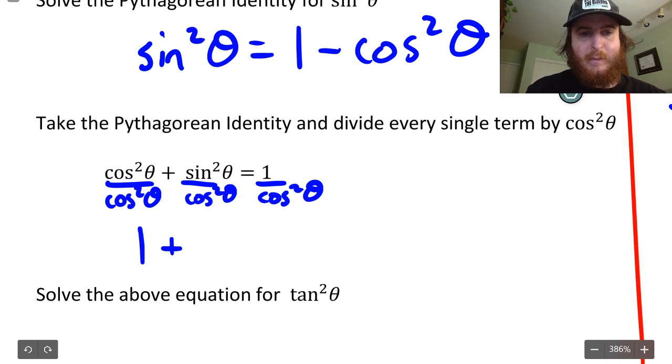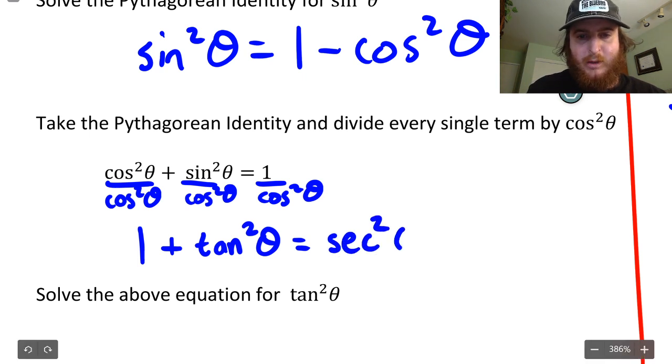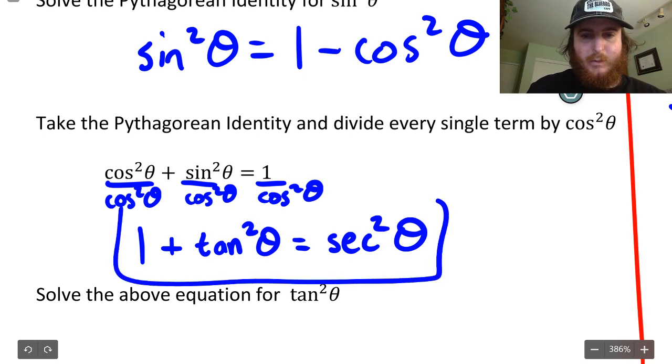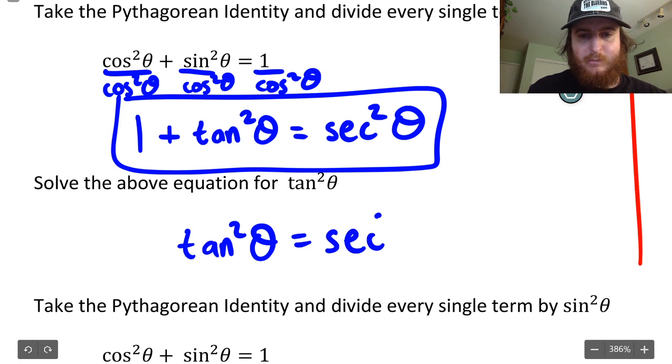And sine divided by cosine, we learned was tangent. But it's not tangent theta in this case, it's tangent squared theta. And 1 over cosine theta, right? 1 over cosine we learned was secant, but it's not secant, it's secant squared in this case. And this will be our next identity. We can isolate this for tangent by just subtracting 1 from both sides. So if we subtract 1 from both sides, we get secant squared theta minus 1. There's another identity.